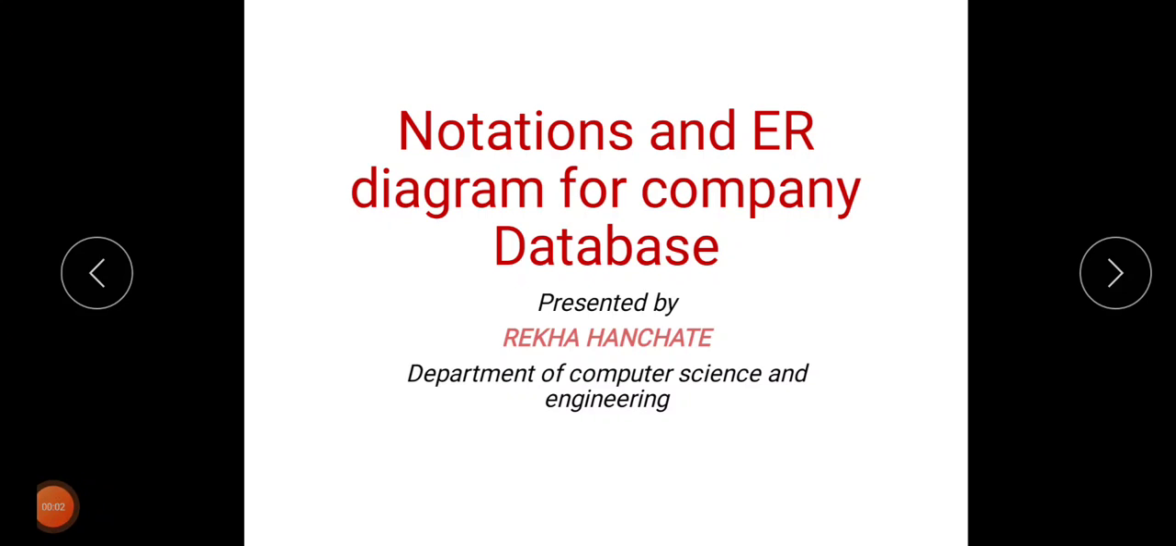Hi everyone. Notations in an ER diagram for a company database.